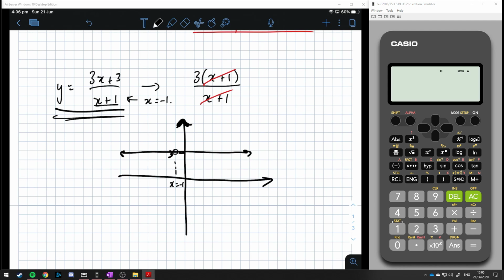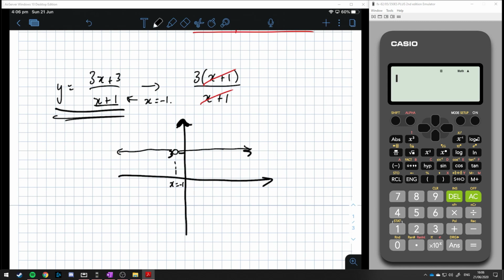So what the function will actually look like is just the function y is equal to 3, but with a big hole in the middle there. So the simplifying does work, and you can do the simplifying, but you just need to keep into consideration what the original function was, okay?